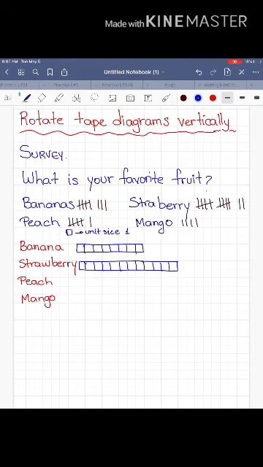Okay? So now let's go with the peach. How many do we have with the peach? We have 6. We're going to draw 6 for peach. Let's see if I had it right. 1, 2, 3, 4, 5, and 6. And for mangoes, I have 4 mangoes. 1, 2, 3, and 4.